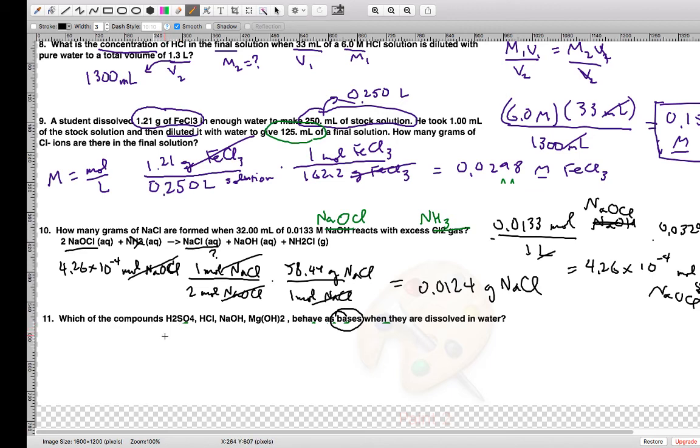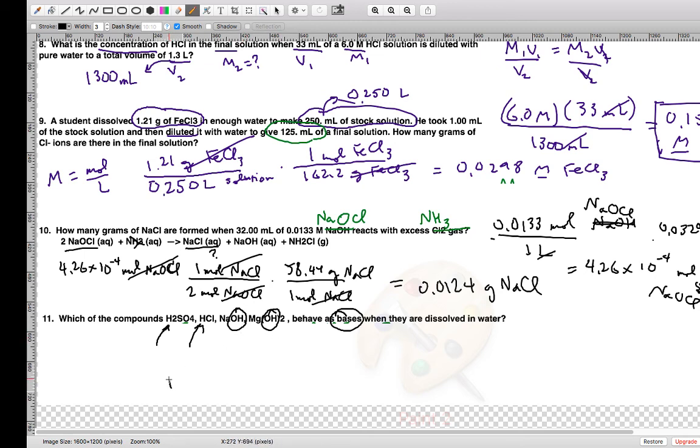Now which of these could be an acid? The ones that begin with H would be an acid right there. Begins with H right there. Begins with H. So those are acids. Now the ones that contain OH minus, if they dissolve in water, those OH minuses are going to be released. So these are the bases. Alright? That's how you do it.